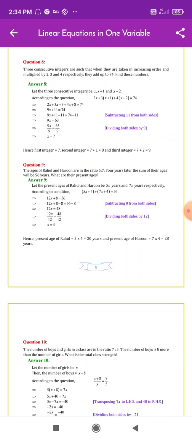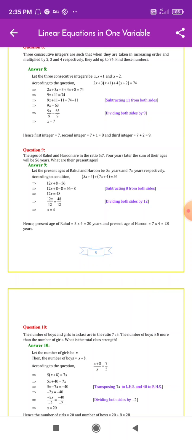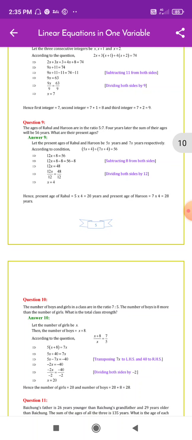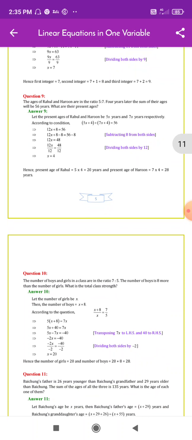Okay, now we have to divide both the sides by 9. So we get the answer x equals 7. So the first integer is x, so x is 7. Now the second integer is x plus 1, that is 7 plus 1 is 8. The third integer is x plus 2, means 7 plus 2, it is 9. Okay students, have you understood? Now go to question number 9.